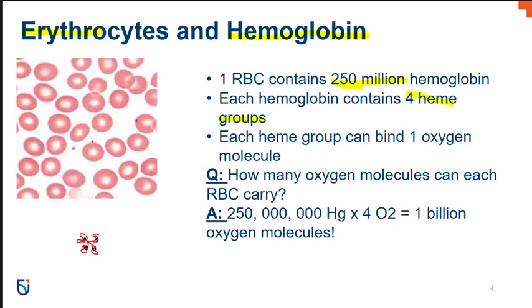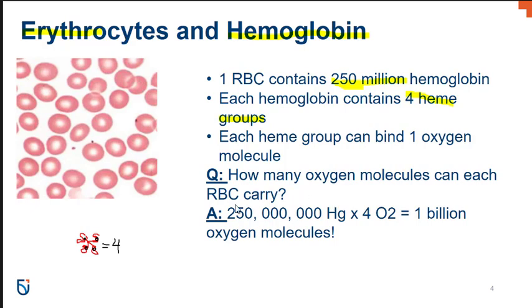Each of these heme groups are iron-containing groups. It is on these regions that we can carry oxygen. So one oxygen molecule combined here, another combined here, another combined here, and another combined here, totaling 4. So we can say then that each hemoglobin can carry 4 oxygen molecules.